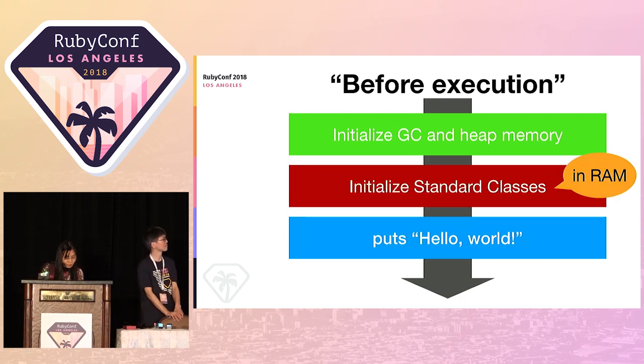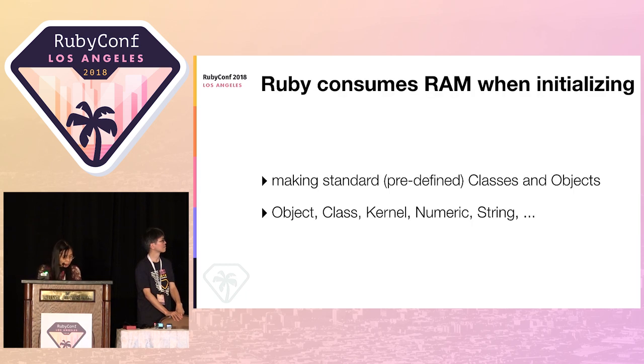It is the second task that becomes a problem. The fact that standard class initialization is executed at this timing means that all the standard classes are placed in RAM. In other words, when executing a Ruby program, RAM is always consumed to generate the standard classes and objects in order to use various classes, such as Object, Class, Kernel, Numeric, String, and so on. RAM is used even if you do not read a Ruby script line. It is not good news for us.